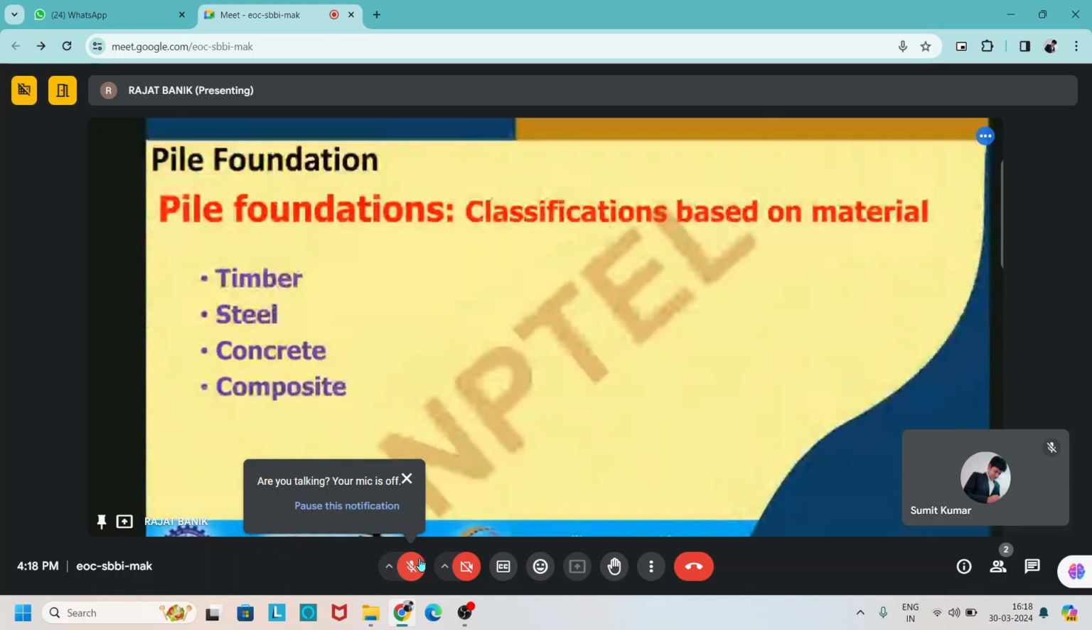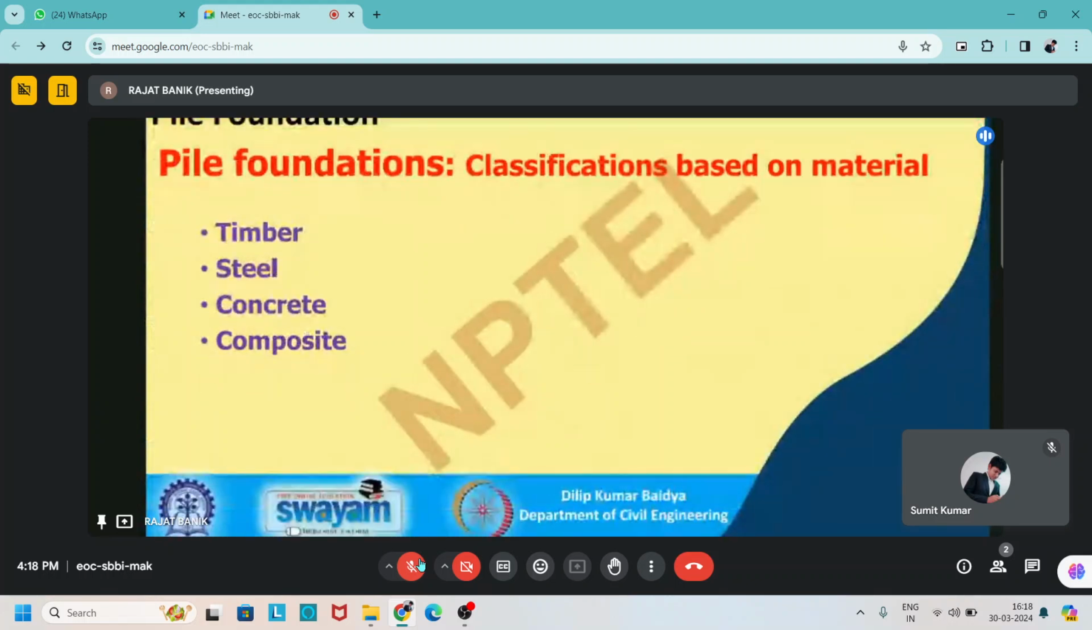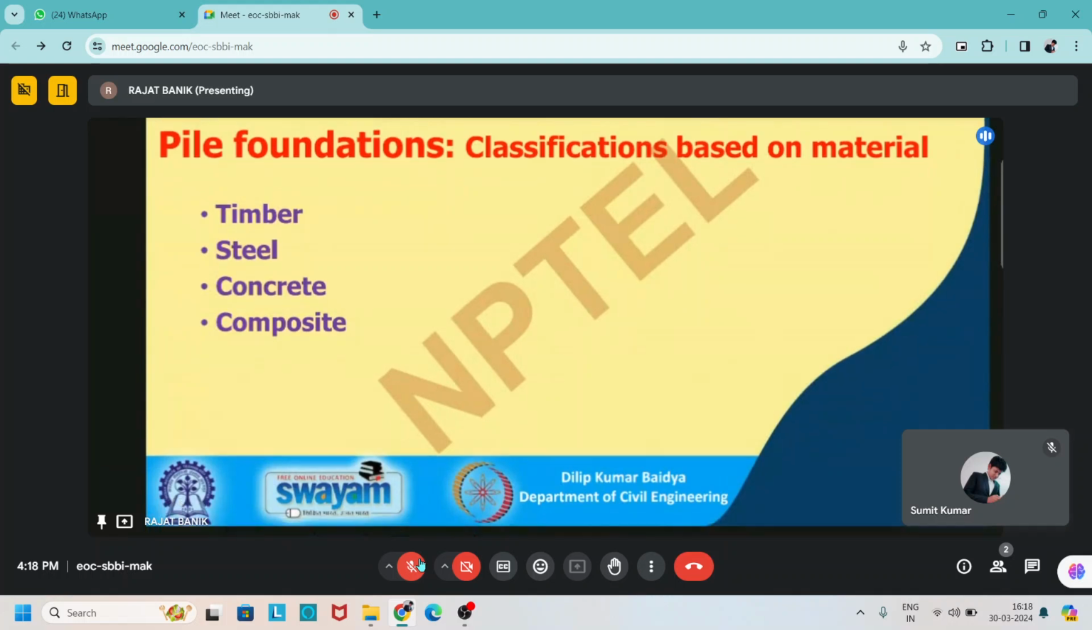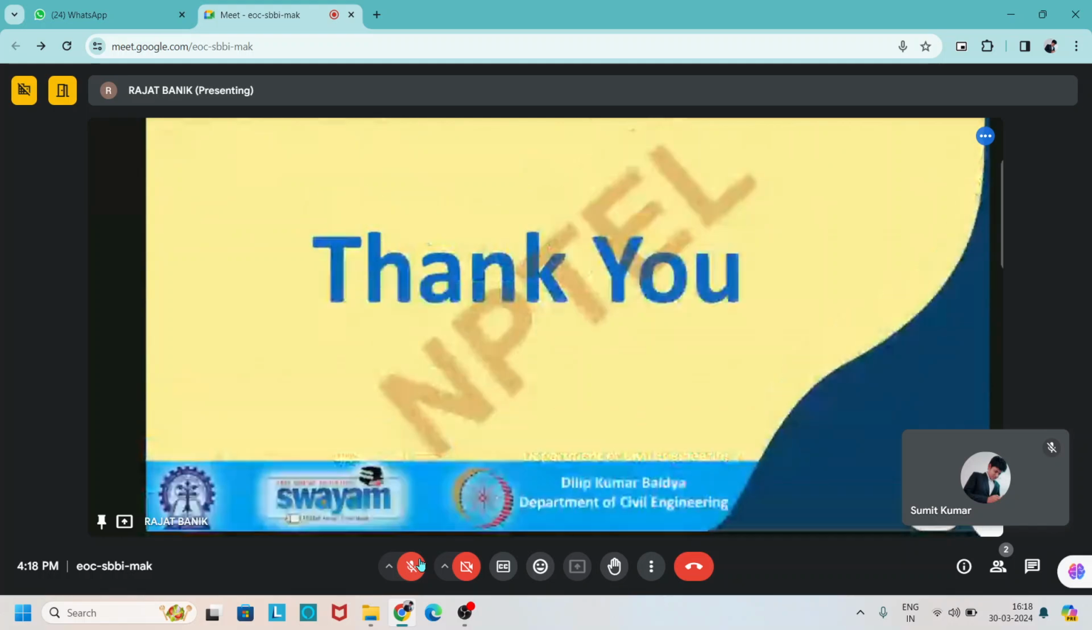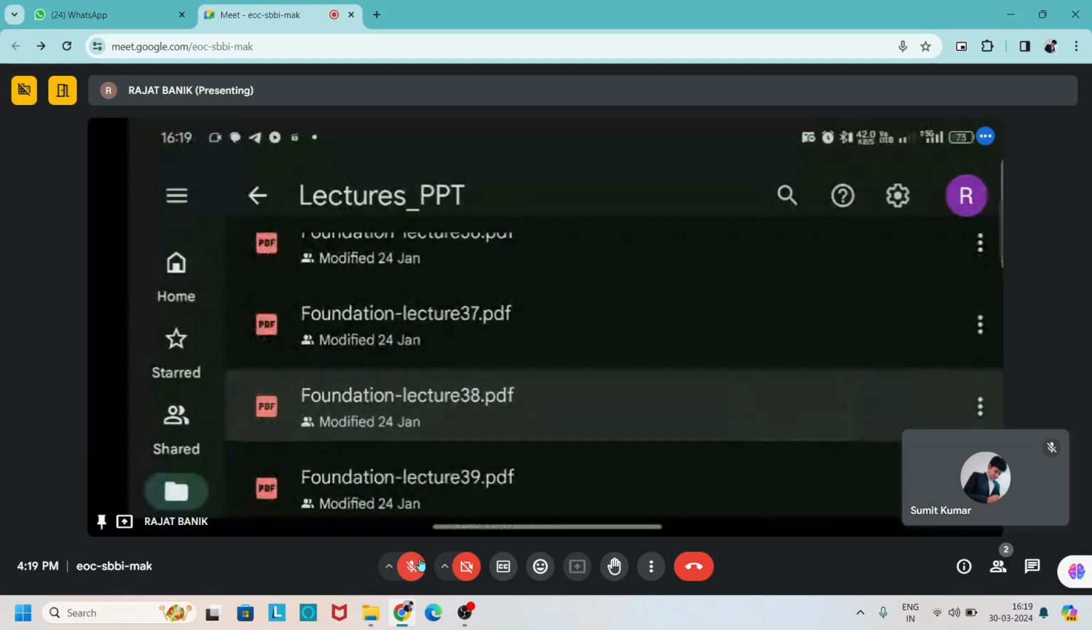Now, classification of pile foundation based on material. There are four types of pile: timber piles, steel piles, concrete piles, and composite piles. Composite means we use both steel and concrete to construct the pile.